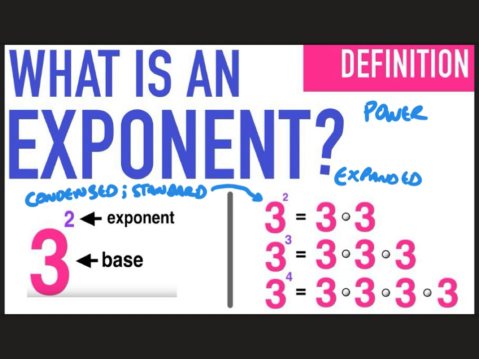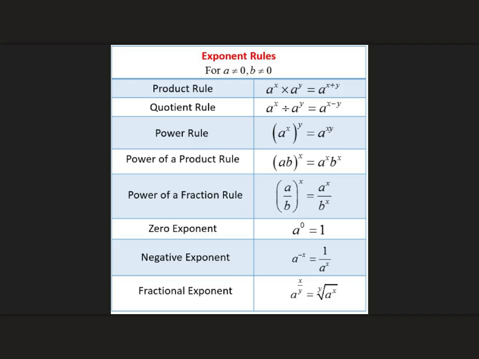People get that confused. They do 3 times 4 and get 12. And that is not it. Here are exponent rules. You're going to need to refer to this and memorize these things. There's one more rule I need to write down that's not on here.